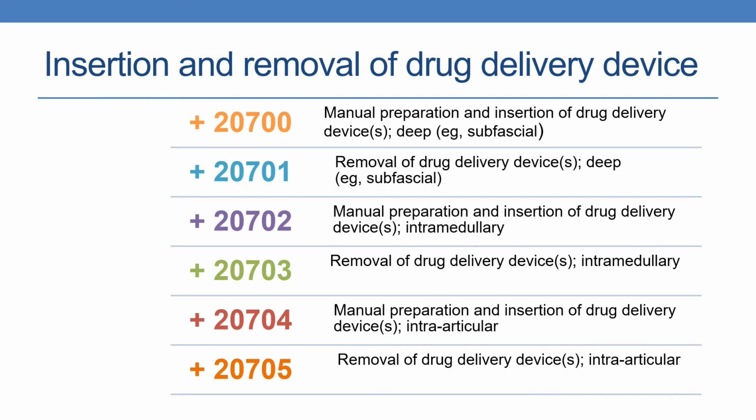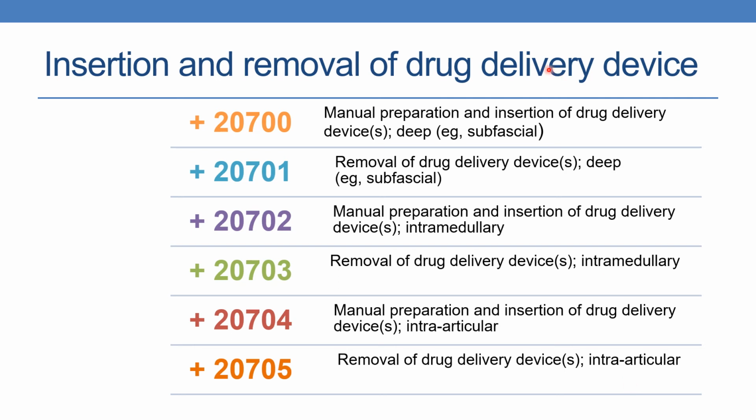Now coming to CPT codes, the first code is plus 20700, manual preparation and insertion of drug delivery device deep. The next is also an add-on code plus 20701, removal of drug delivery device deep. The next is plus 20702, manual preparation and insertion of drug delivery device intramedullary. The next is plus 20703, removal of drug delivery device intramedullary. Next is also an add-on code plus 20704, manual preparation and insertion of drug delivery device intra-articular. The next is plus 20705, removal of drug delivery device intra-articular.